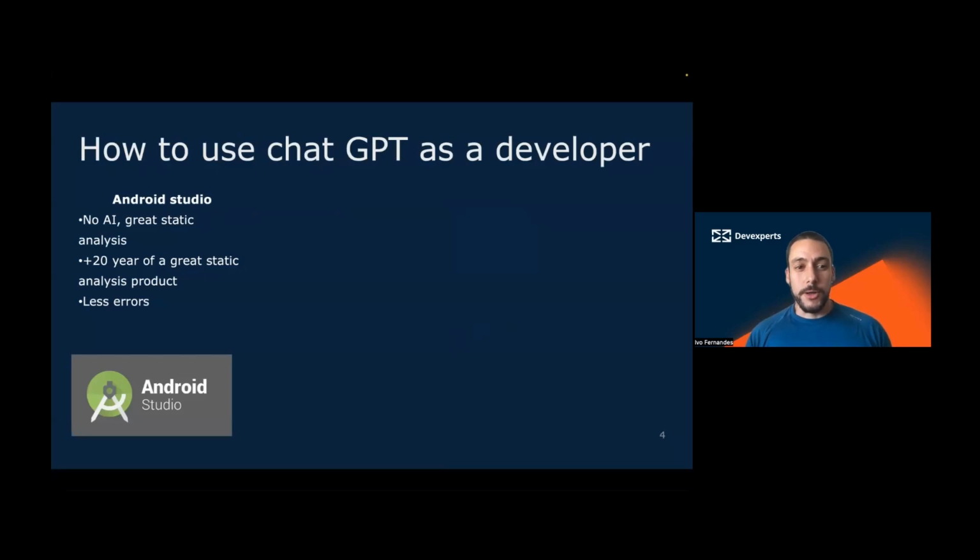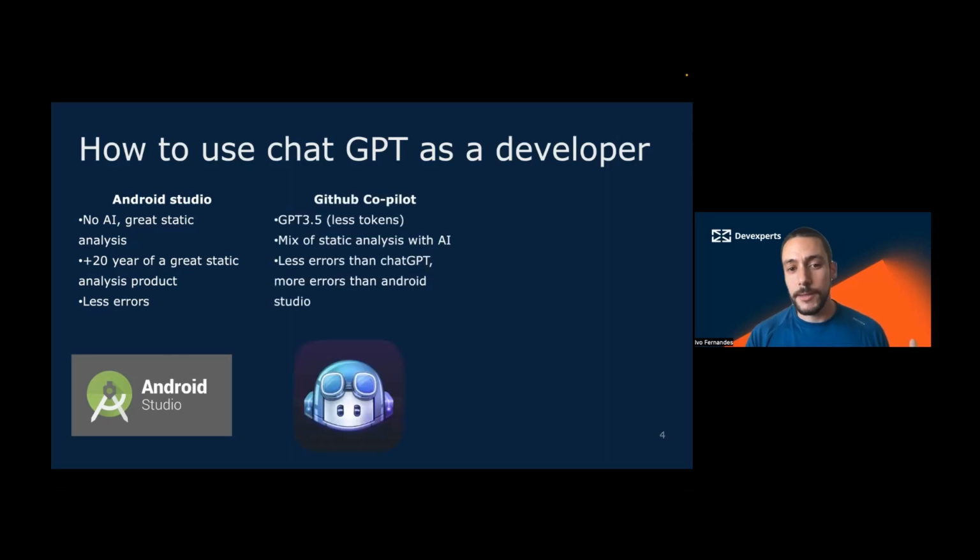First, let's look at the productivity tools that we are using to write code. We use Android Studio, an IDE that doesn't have any AI, but has great static analysis and maps all the classes and methods that we need to use to arrive at a final solution. So compared with the AI solution, it produces much fewer errors.